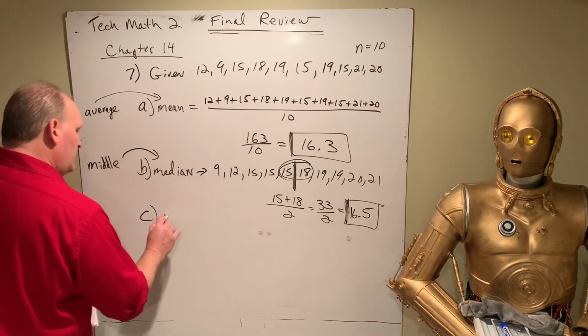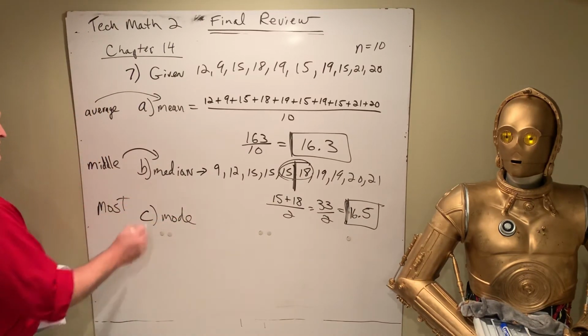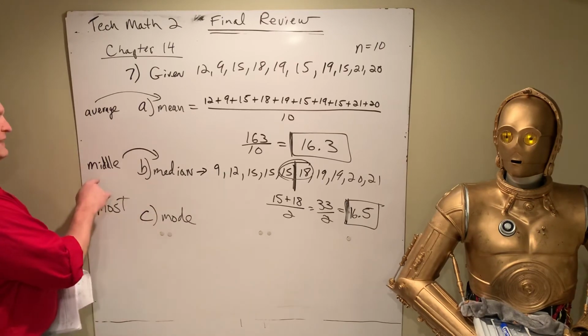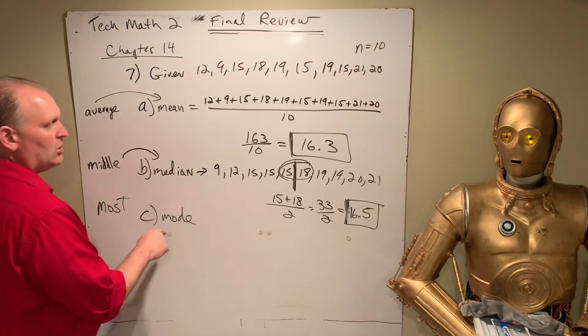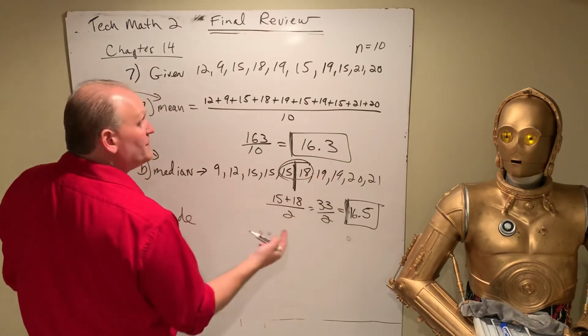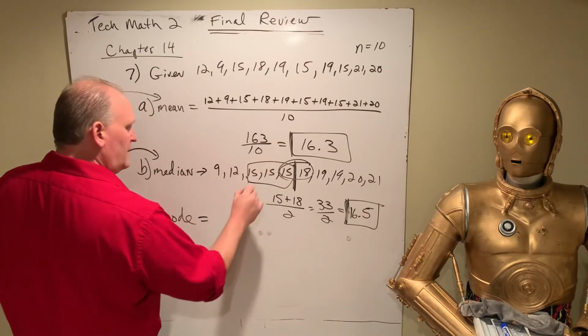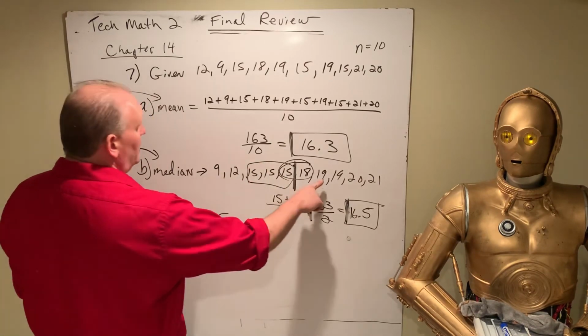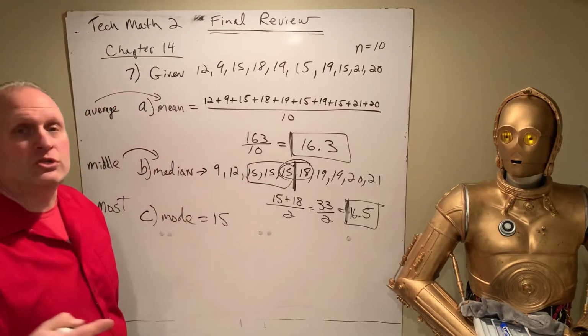All right, and now the mode, that one is no work at all. The mode is the one that occurs most often. Mode, most, median, middle, mean, average. So the mode, you just look for the one that's repeated most times. In this case, the mode is 15, right? There's 3 15s. Now, there are 2 19s, but that doesn't count as the mode. It's got to be the one that occurs most often.